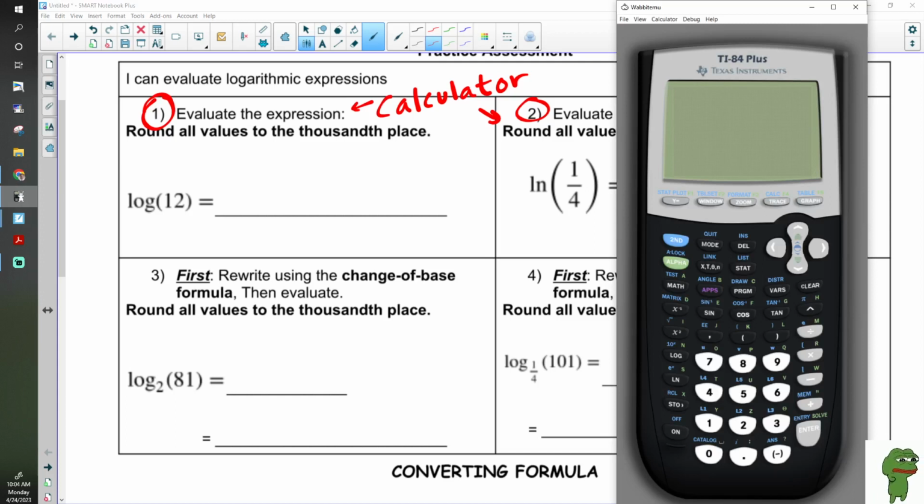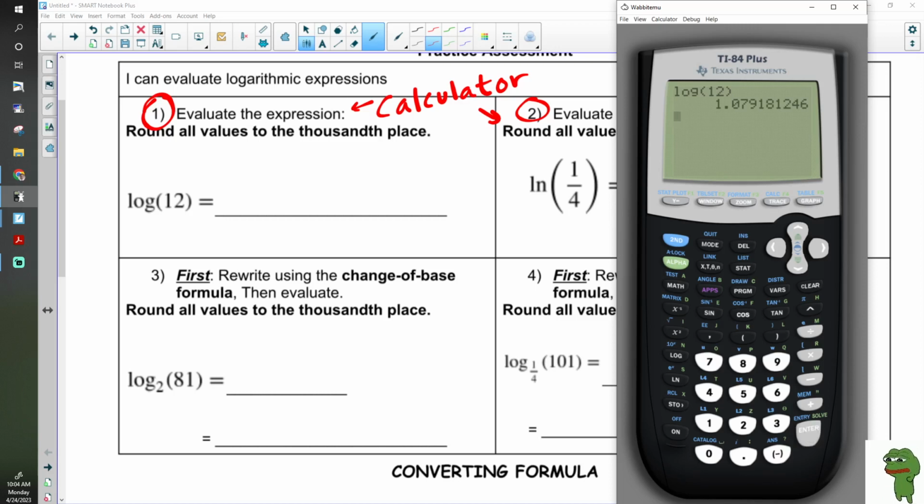Number 1 is log of 12. Do people remember what base this has when it doesn't have a number there? 10. Close. 10. When it's a log and there's no number, it's log base 10. And we're allowed to just use that log button next to 7 on the calculator. We just have to type in log 12. Log, type in 12, and it's very important we close our parentheses. 1.07? Yep, we click enter at 1.079.